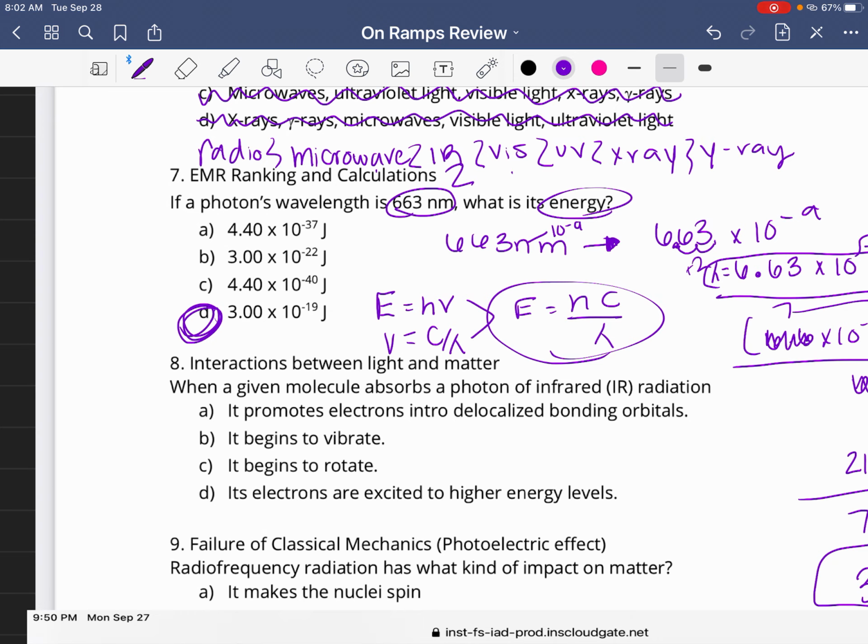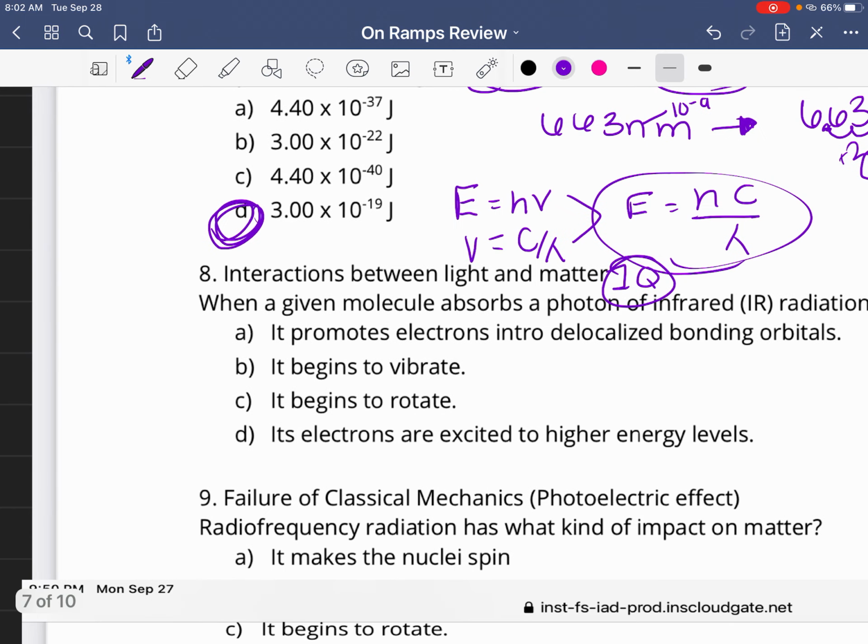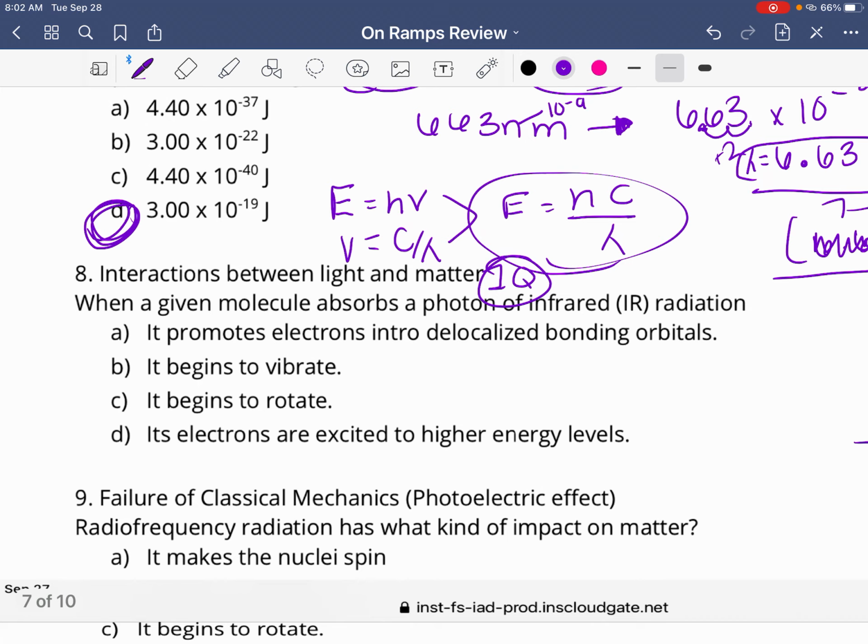So when a given molecule absorbs a photon of infrared radiation, what happens? Okay, so you're going to get one question on this on your test. Be prepared to answer it. So infrared radiation. There's one key thing that we know about infrared radiation. And that's it causes the molecules to vibrate.